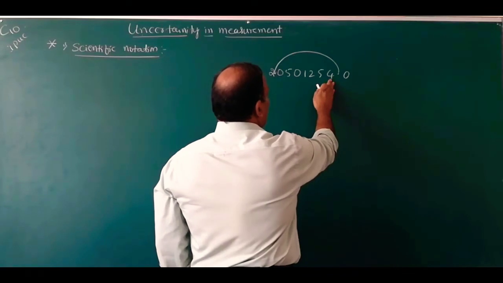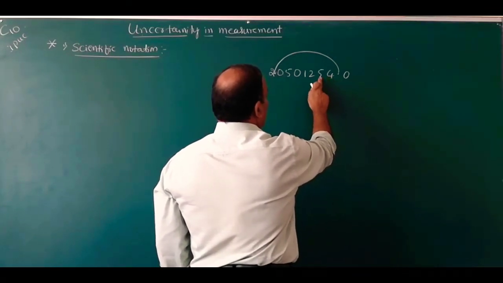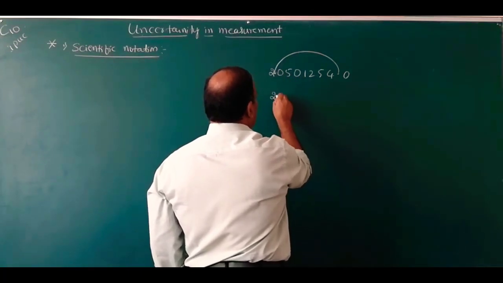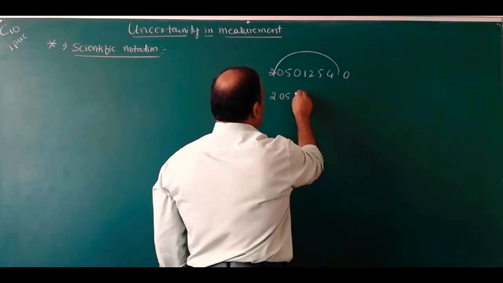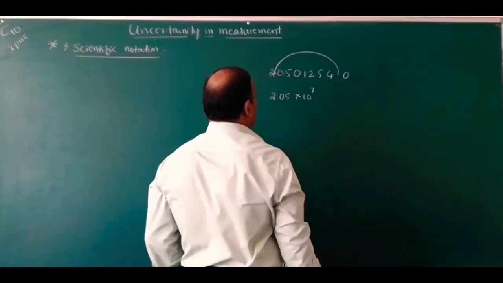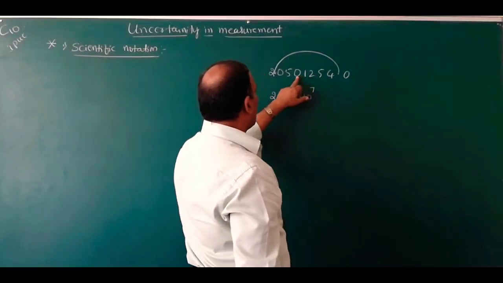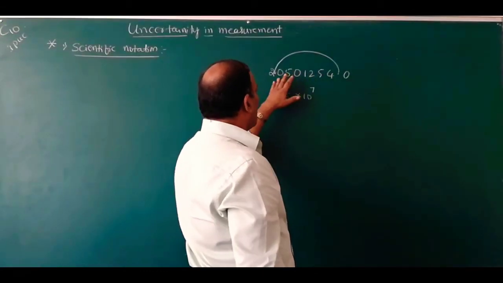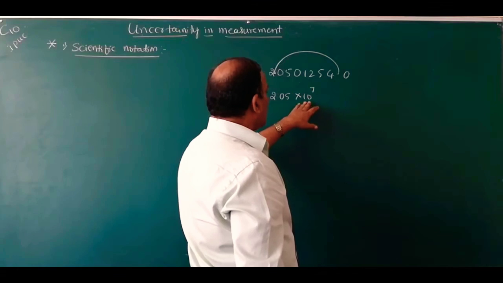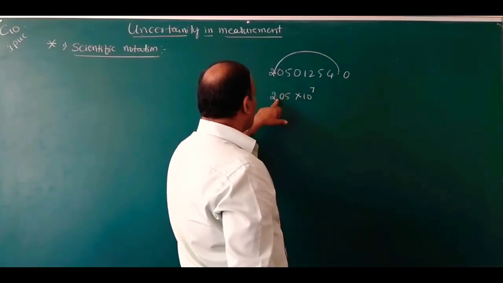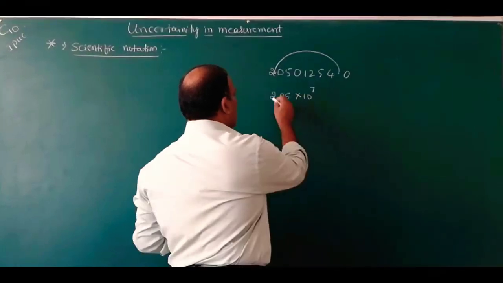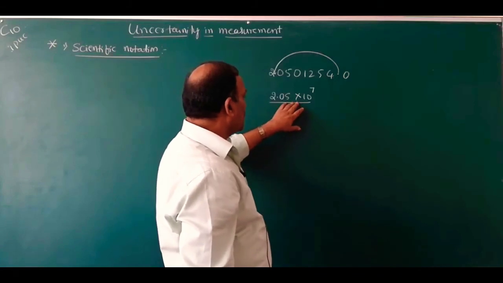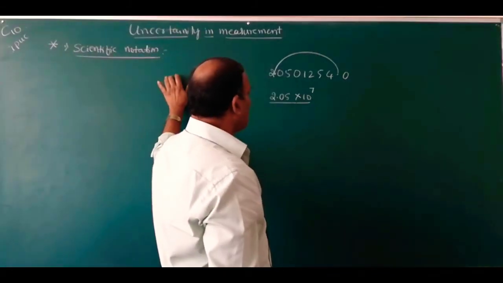So how many digits have we moved towards left? 1, 2, 3, 4, 5, 6, 7. Therefore this can be written as 2.05 into 10 to the power of 7. We have moved 7 places to the left. So this can be written as 10 to the power of 7 after putting a decimal after the first digit, that is 2.05. This method of representing a number in this form is known as scientific notation.